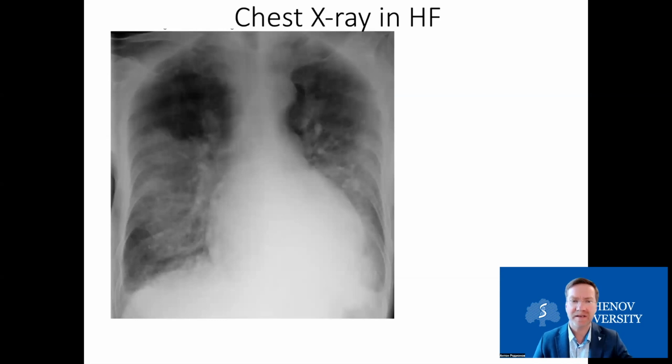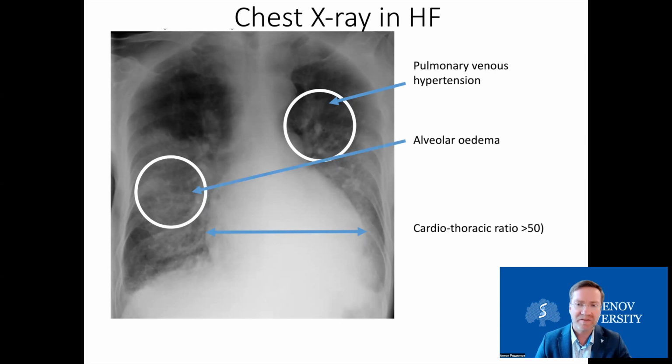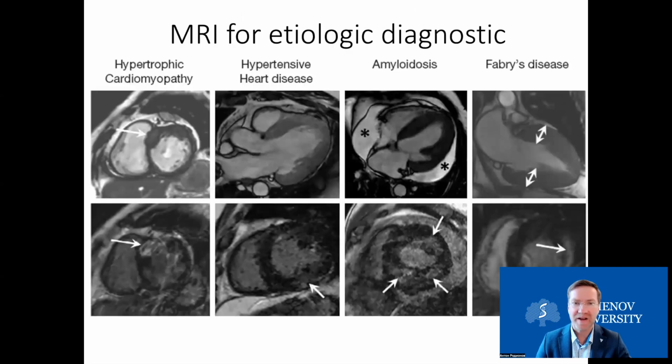So here you can see the X-ray in a patient with heart failure. Here we can see an elevated cardiothoracic ratio, when the heart is enlarged. Yes, the heart is enlarged, and this ratio, heart to the whole chest, is more than 50%. Pulmonary venous hypertension, alveolar edema, pleural effusion. So these are signs of heart failure on X-ray.